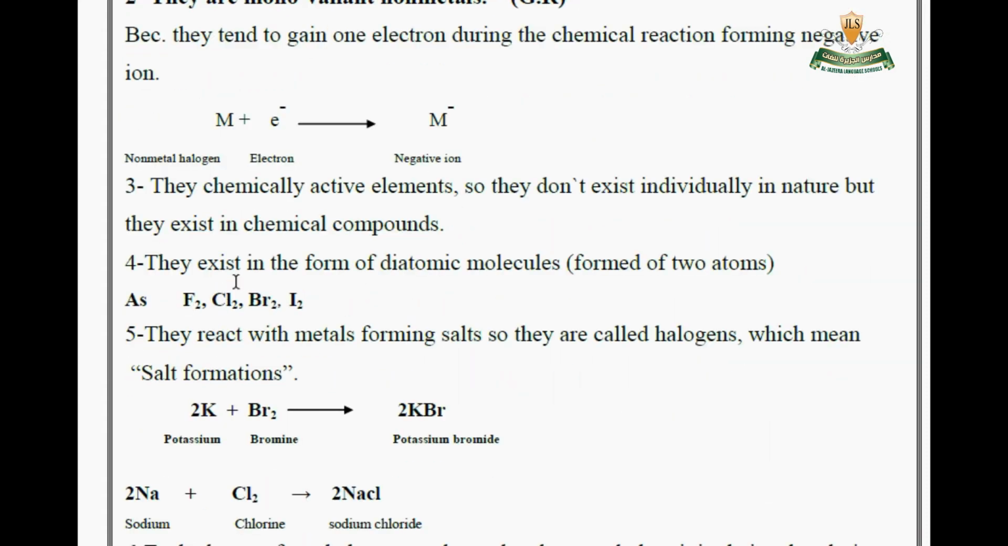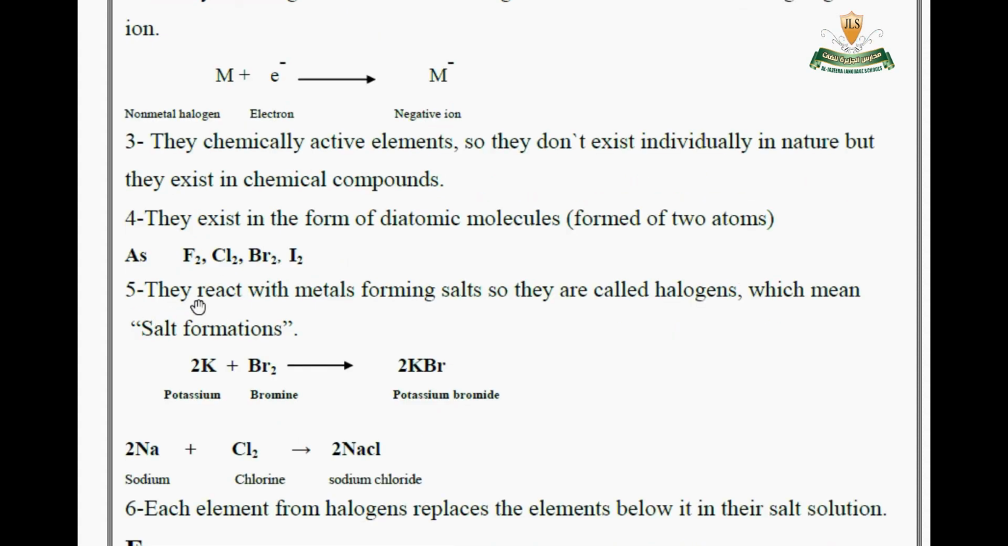Number four, they exist in the form of diatomic molecules. We studied diatomic molecules in Prep 1. A diatomic molecule is a molecule that consists of two atoms. So fluorine molecule is F2, chlorine Cl2, bromine Br2, iodine I2. Number five, they react with metals forming salts, so they are called halogens, which means salt formers.